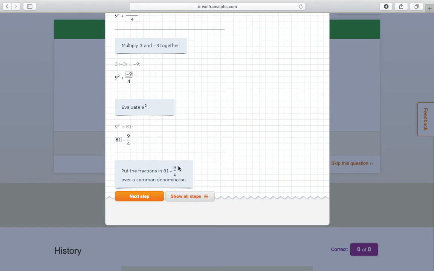Put the fraction 81 minus 9/4 over a common denominator. I tried doing that, but I hadn't simplified the right side of the negative sign here. It's very important in math. One of the biggest mistakes people make is with negative signs.